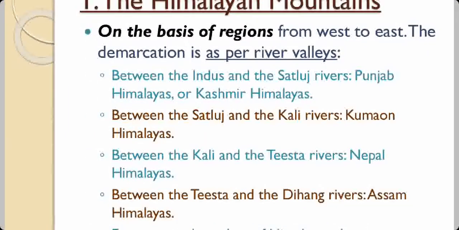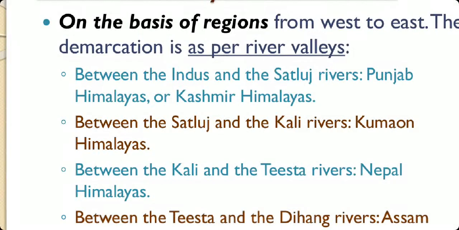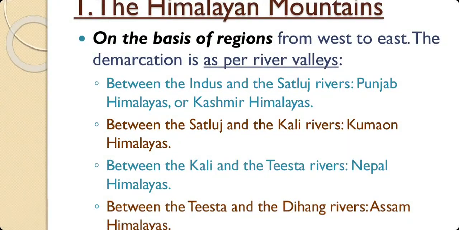On the basis of the regions from where it's originating, from west to east, we can have three demarcations. These are named as per the river valleys. Between Indus and Satluj River, we have Punjab Himalayas, also known as Kashmir Himalayas.